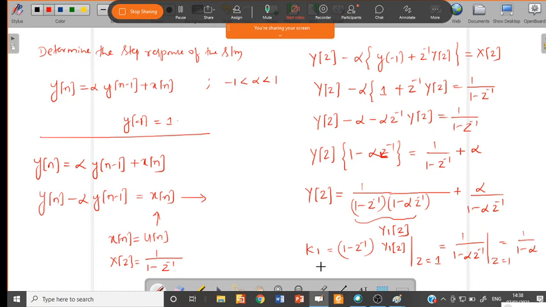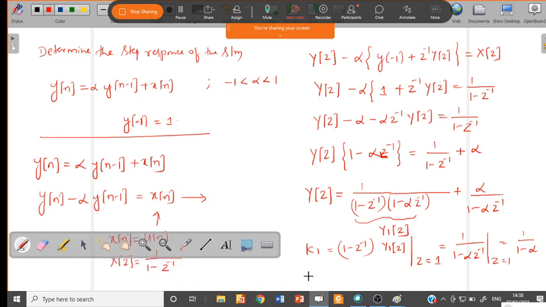Okay, so similarly you can find out the k2 value. So what is k2? K2 equals (1 minus alpha z inverse) into y1 of z, where z will be evaluated at plus alpha. So now if you get this one, you will get 1 over 1 minus z inverse, with z evaluated at plus alpha.